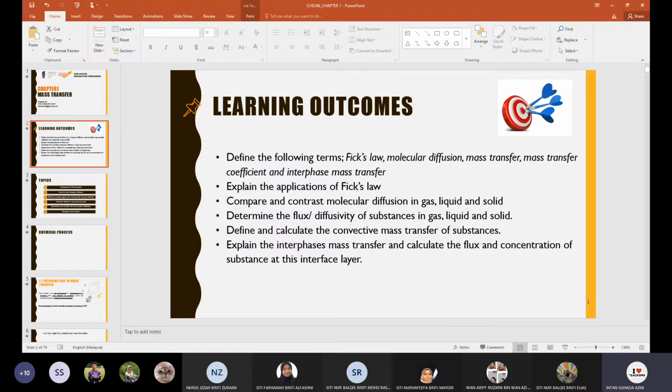Next, define and calculate the convective mass transfer of substance. And the last one, you should be able to explain the interface mass transfer and calculate the flux and concentration of substance at this interface layer.